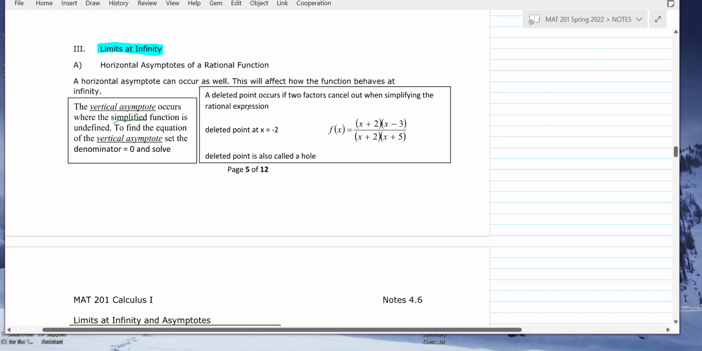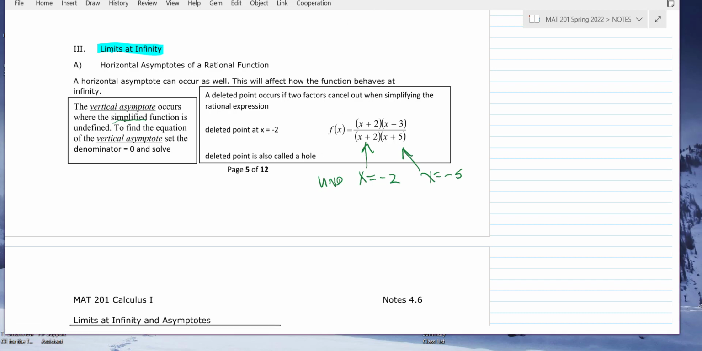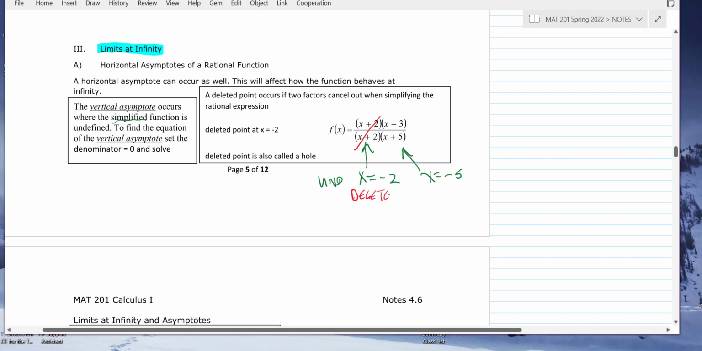So an example, which we looked at, is what we call a deleted point. So this is a rational function that's in its factored form. There are two places this thing is undefined. It's undefined at x equals -2, and it's also undefined at x equals -5. Okay, so what happens is this one will cancel out, and then this one becomes the deleted point, or a hole. You can think of it just as a hole.